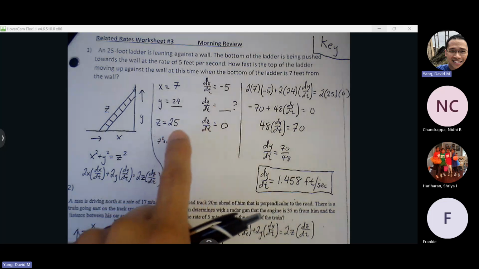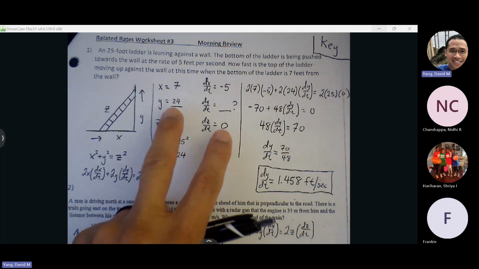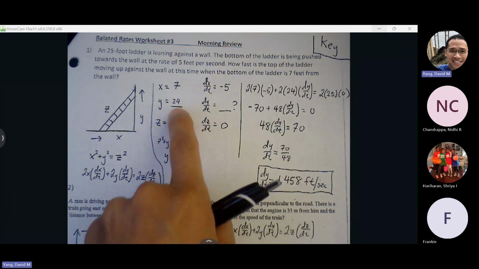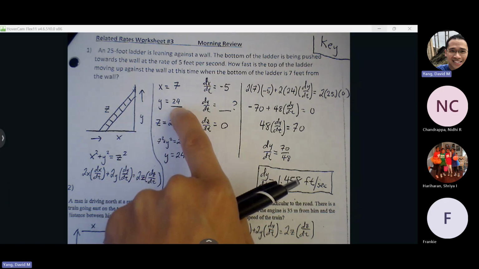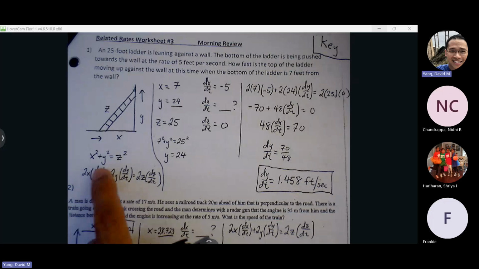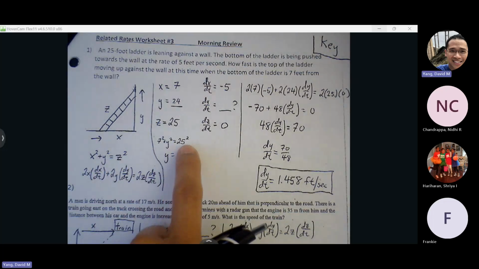And the remaining pieces that we don't know are dz dt and dy dt. In this case, because the ladder is going to stay the same length the entire time, that's why we know dz dt is 0. And then for y, we can use Pythagorean theorem: a squared plus b squared equals c squared. I got a handout you guys can pick up. So 7 squared plus y squared equals 25 squared. Use your calculator. You get y equals 24.